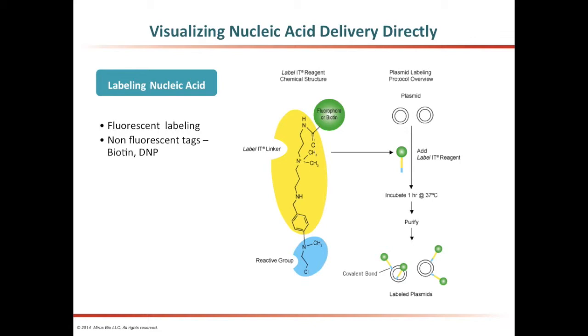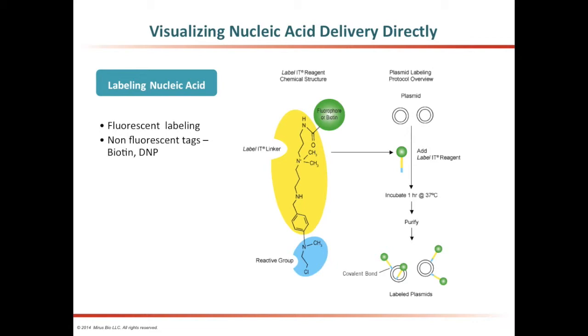These chemical labeling reagents are composed of 3 regions. The label is shown in green, which can be fluorescent or non-fluorescent. The linker, shown in yellow, facilitates electrostatic interactions with the nucleic acids. And then there's the reactive alkylating group, shown in blue, that covalently attaches the label to any reactive heteroatom within the nucleic acids.